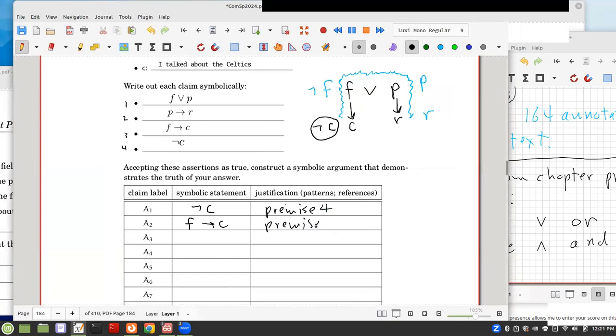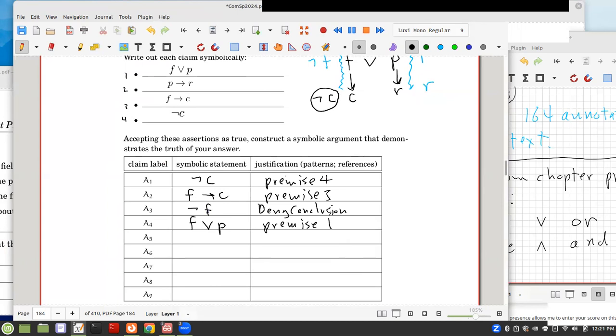That's premise 3. And you can see that this pattern here, I've denied the conclusion of an implication, so I can conclude not F according to deny conclusion. Then once I know not F, I could write down here F or P. That is, I know that's true, or I'm assuming that's true because of premise 1. Then F or P and not F, that's deny option. So if F or P and not F, I can conclude P by deny option.